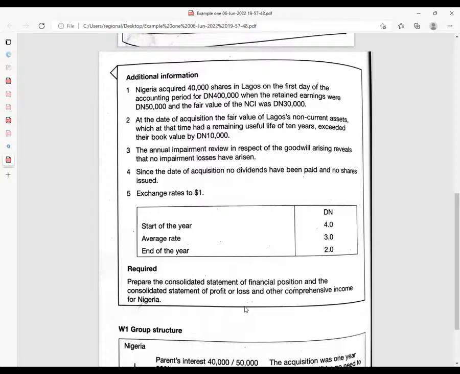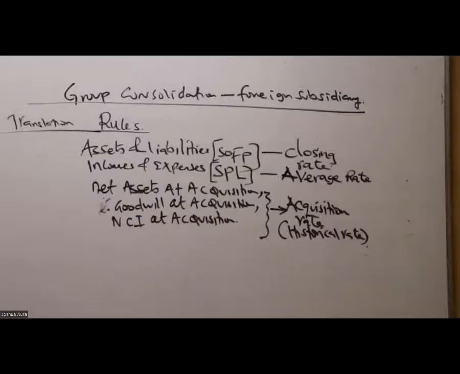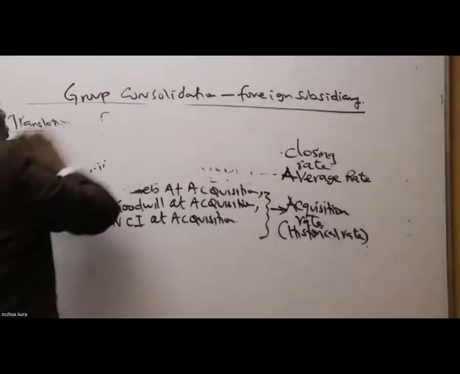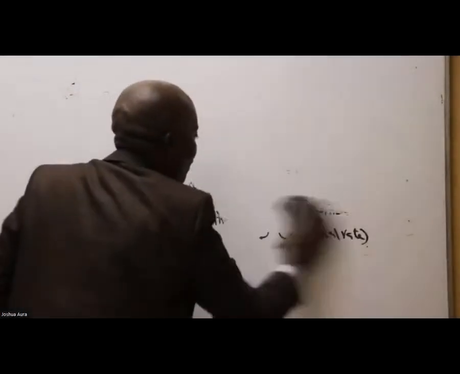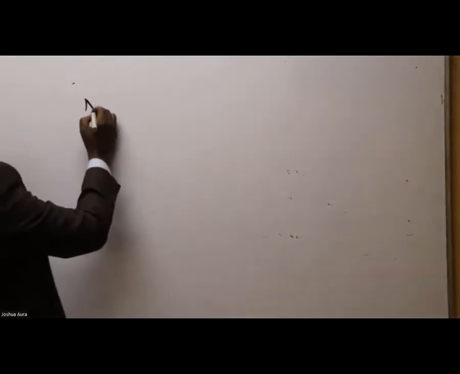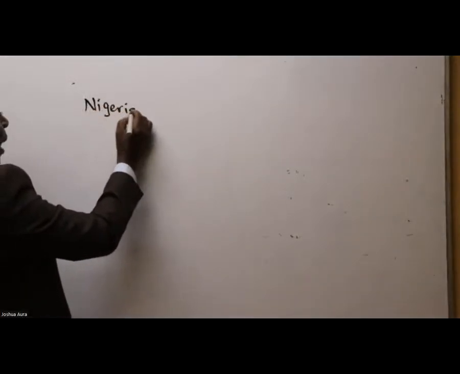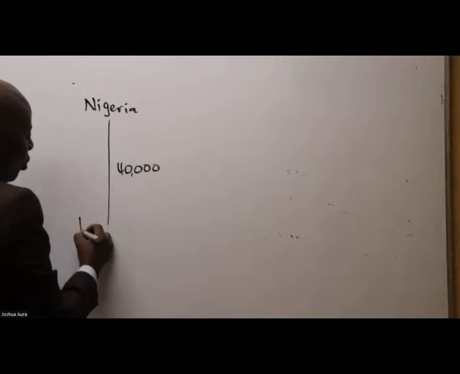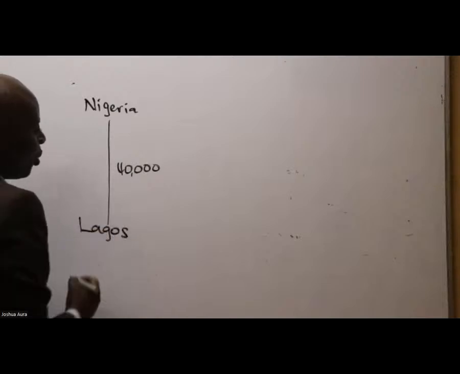So we start as usual with the group structure. Nigeria acquired how many shares? 40,000 shares in Lagos. So a company called Nigeria acquired 40,000 shares of a small company called Lagos.